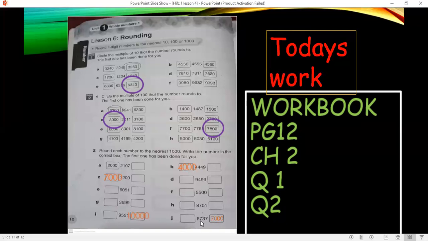If we have to do part J in this, 6,737, 7 is greater than 5, so it will give 1 to this 6, so this will become 6,700. You will complete the remaining parts yourself. Take a clear picture of it. Use a dark pencil and take a clear picture and upload that on Google Classroom for checking.